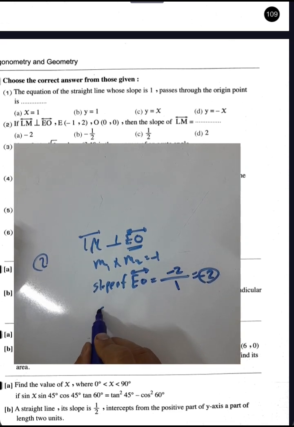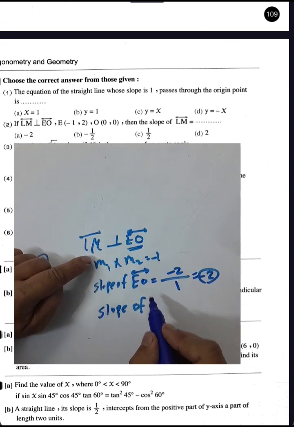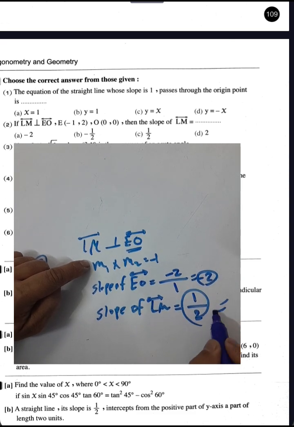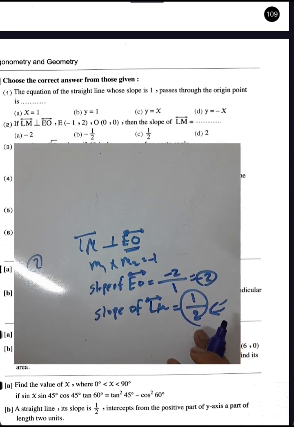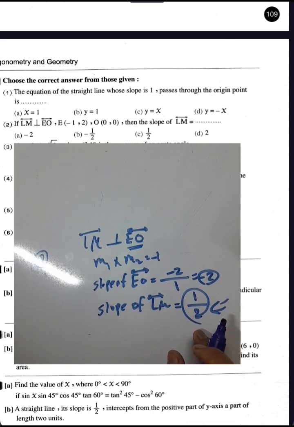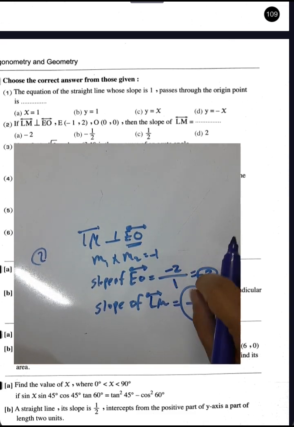Then the slope of LM, we can write the inverse of this number, 1 over 2, and change the sign. The slope will be half. The result will be half for this example. Choose letter C for question number 2. Because they are perpendicular, you must swap the numerator and denominator, and it changes the sign.